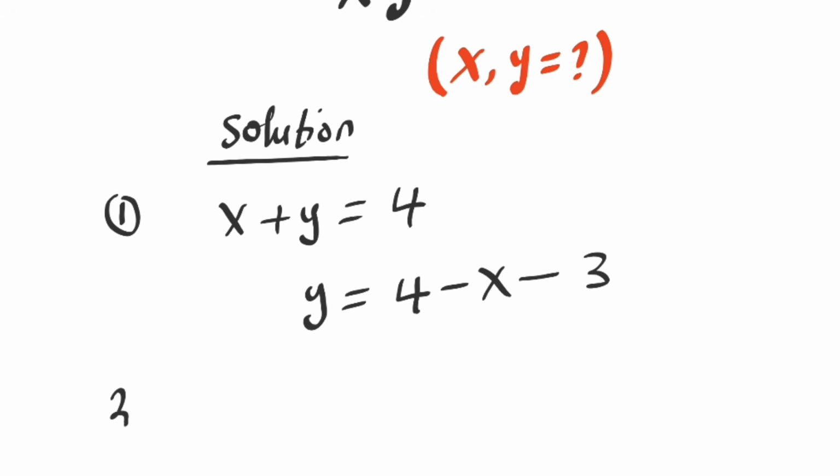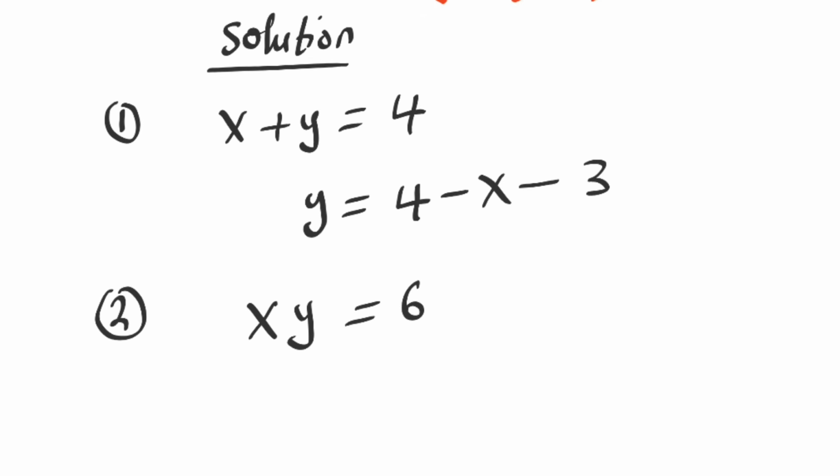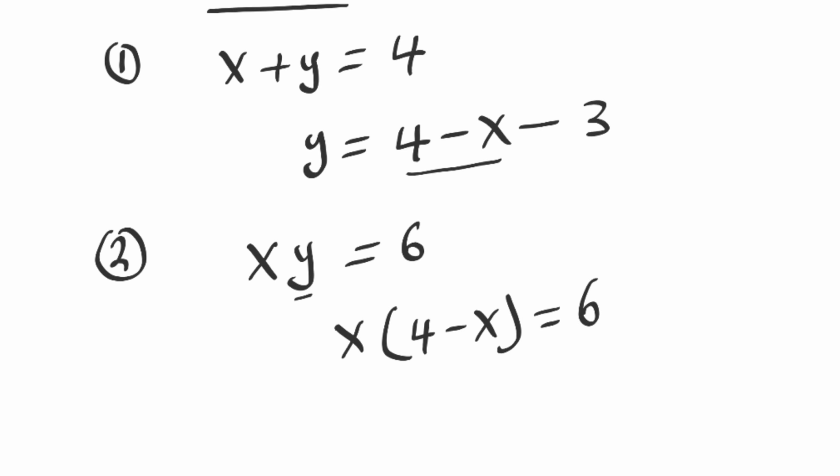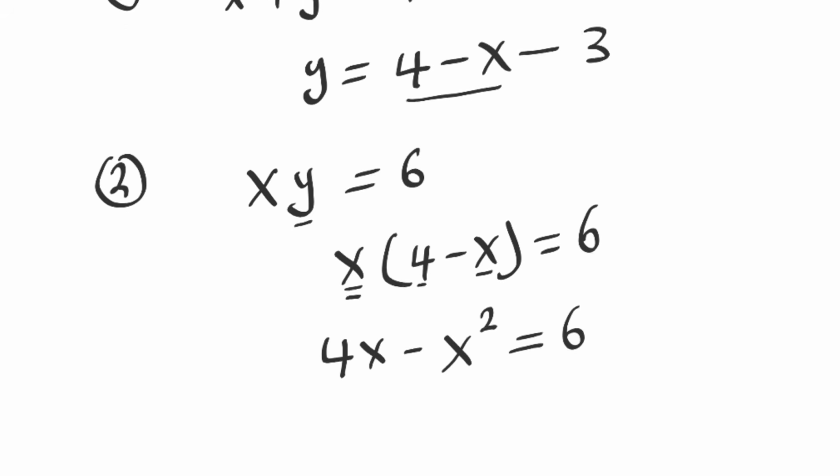From equation 2, xy is equal to 6. Now we need to substitute for y, which is 4 minus x. x bracket 4 minus x is equal to 6. Now let us open the bracket with this x. x multiplied by 4, this is 4x. Then x multiplied by x, this is x squared, is equal to 6.